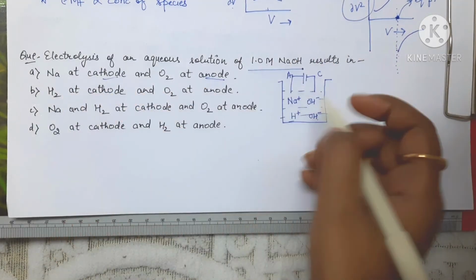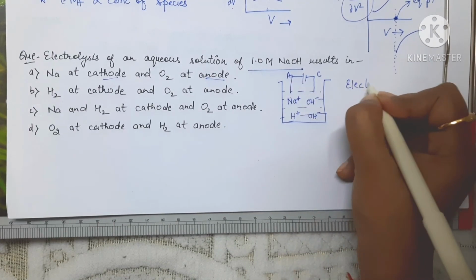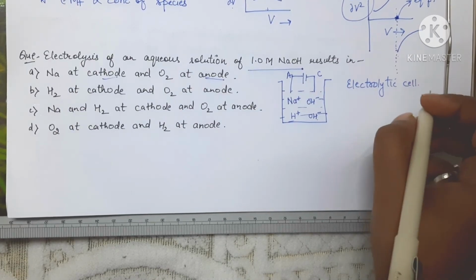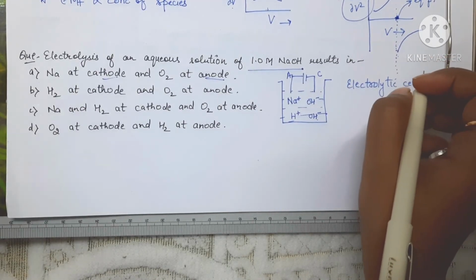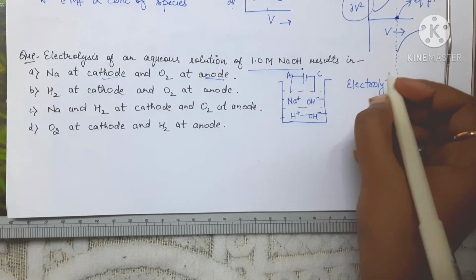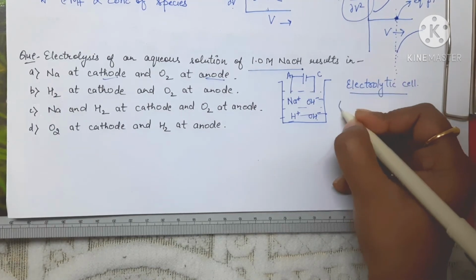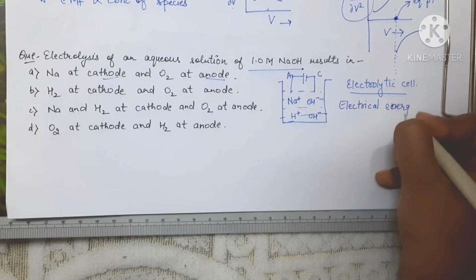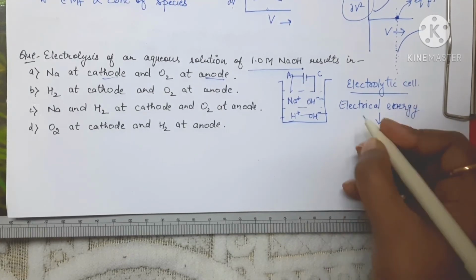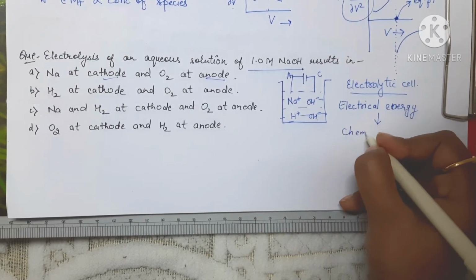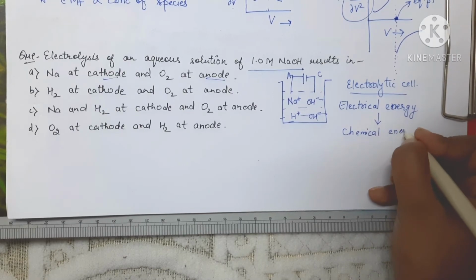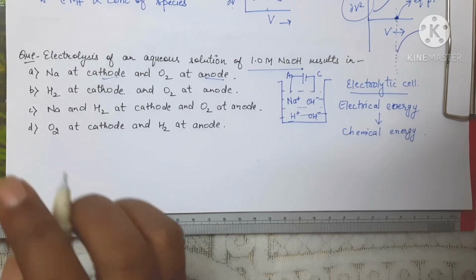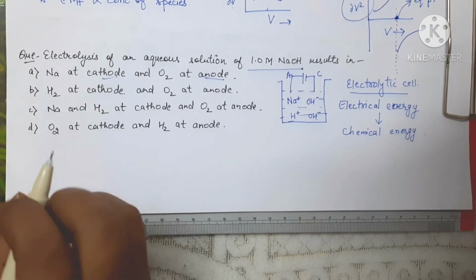So this is a type of electrolytic cell, right? That you will be knowing if you have studied electrochemistry or you have seen the electrochemistry videos, right? So in an electrolytic cell, what happens, we have some electrical energy which is converted to chemical energy. Okay, so we have to find out the reactions at cathode and anode basically.